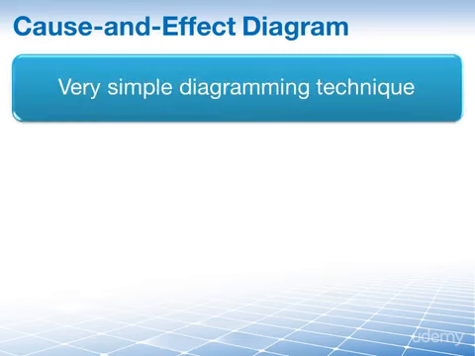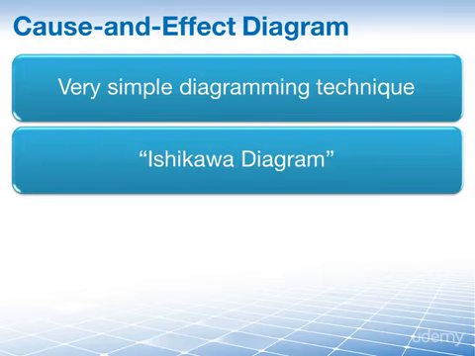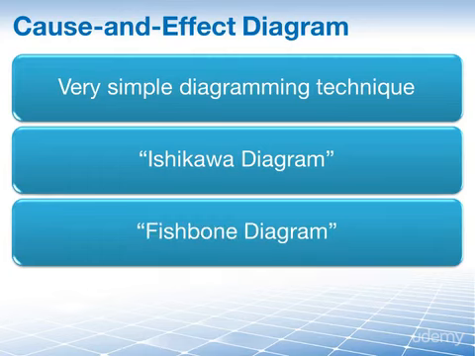So the cause and effect diagram is a very simple diagram. It's easy to create and use. It is also known as the Ishikawa diagram after its creator, Mr. Kaoru Ishikawa, who first came up with this tool for analysis. But it's also called the fishbone diagram, and the reason for this is, well, it kind of looks like a fish without the meat on it. You'll see why in just a moment.